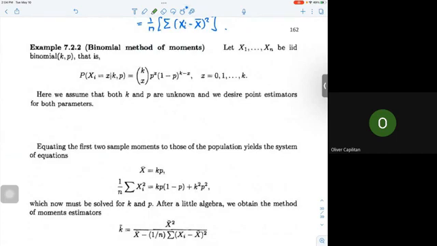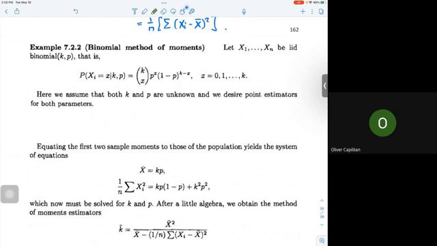Say we have a binomial method of moments. Let x sub 1 up to x sub n be IID coming from a binomial distribution with k number of trials and the probability of success p. So that is, we have here the probability mass function of a binomial random variable x sub i. So we have here a combination of k taking x, the probability of p raised to x, 1 minus p raised to k minus x, where the possible values of x are 0, 1 up to k, or in other words, this is the support of our random variable x sub i.